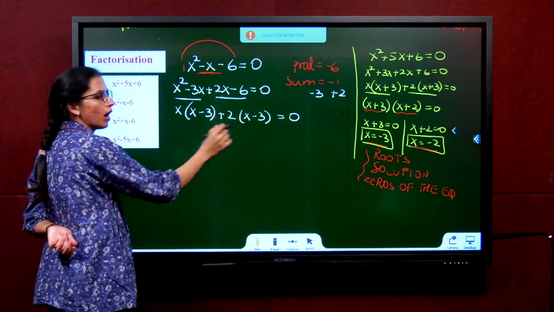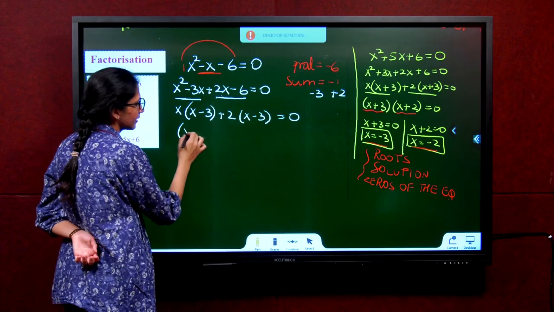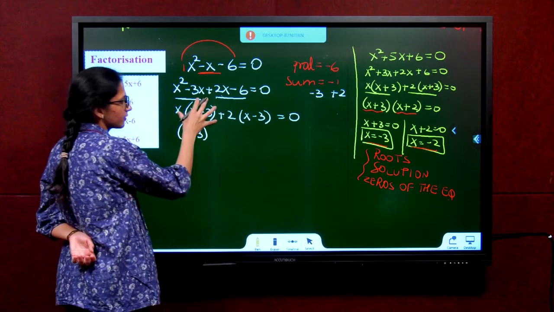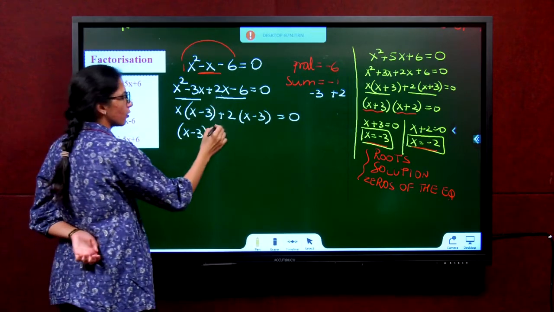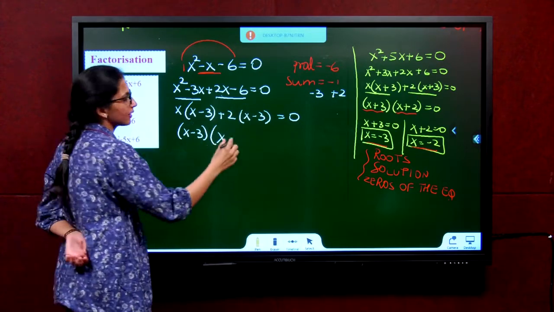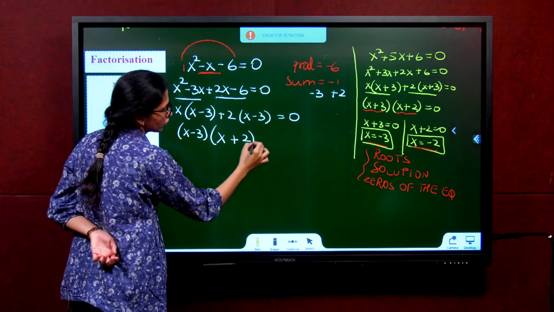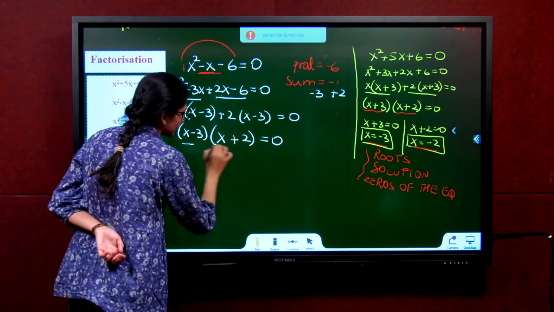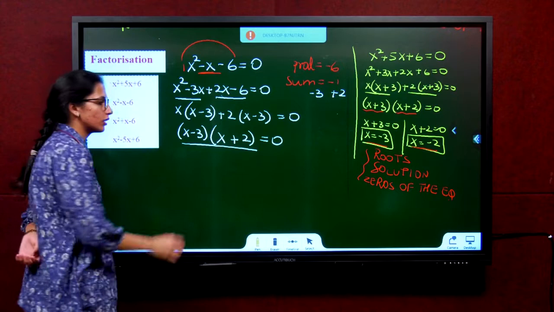From these two now, I can take x minus 3 common. From this term, I removed x minus 3. Who is left? x. From this term, I removed x minus 3. Who is left? Plus 2. (x minus 3)(x plus 2) equals 0. These are the factors of the equation.